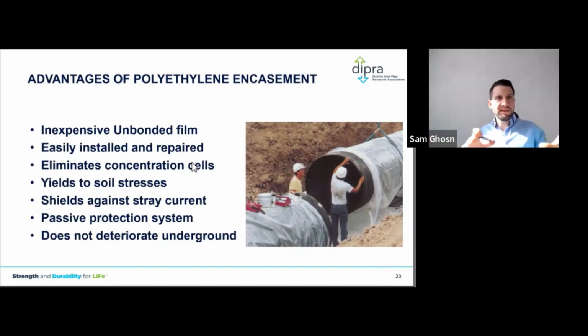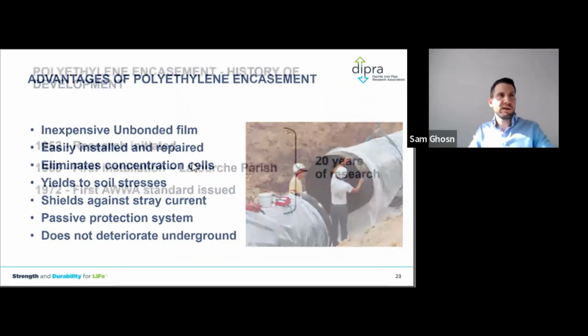Corrosion will be distributed, it yields to soil stresses, and it is a passive protection system. I don't have to maintain it every 20 or 30 years, like sacrificial anodes, for example, that I have to come back and maintain and replace. And it does not deteriorate underground. And I'll show you an example of a dig up where we dug up a 60-year-old polyethylene cased pipe in Lafourche Parish, Louisiana, last year.